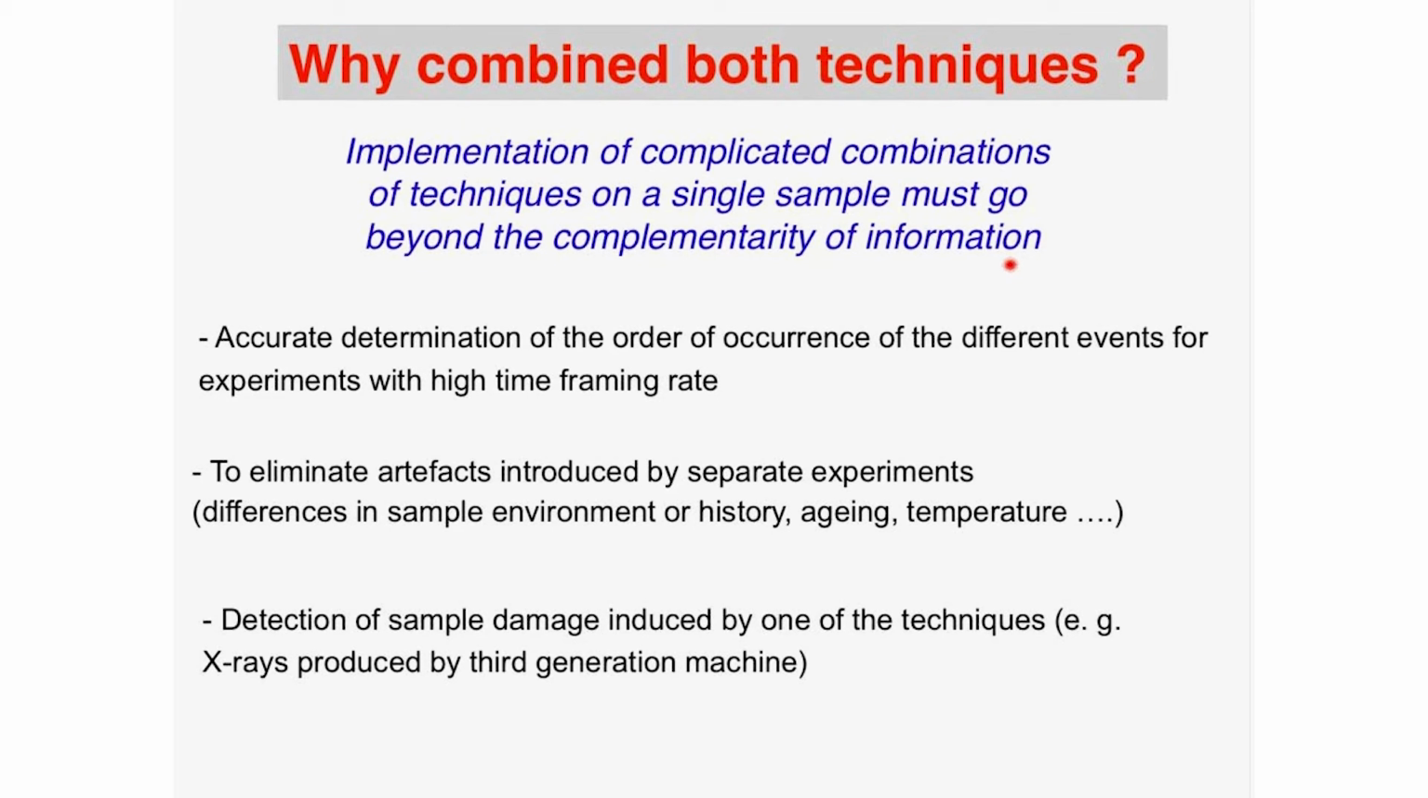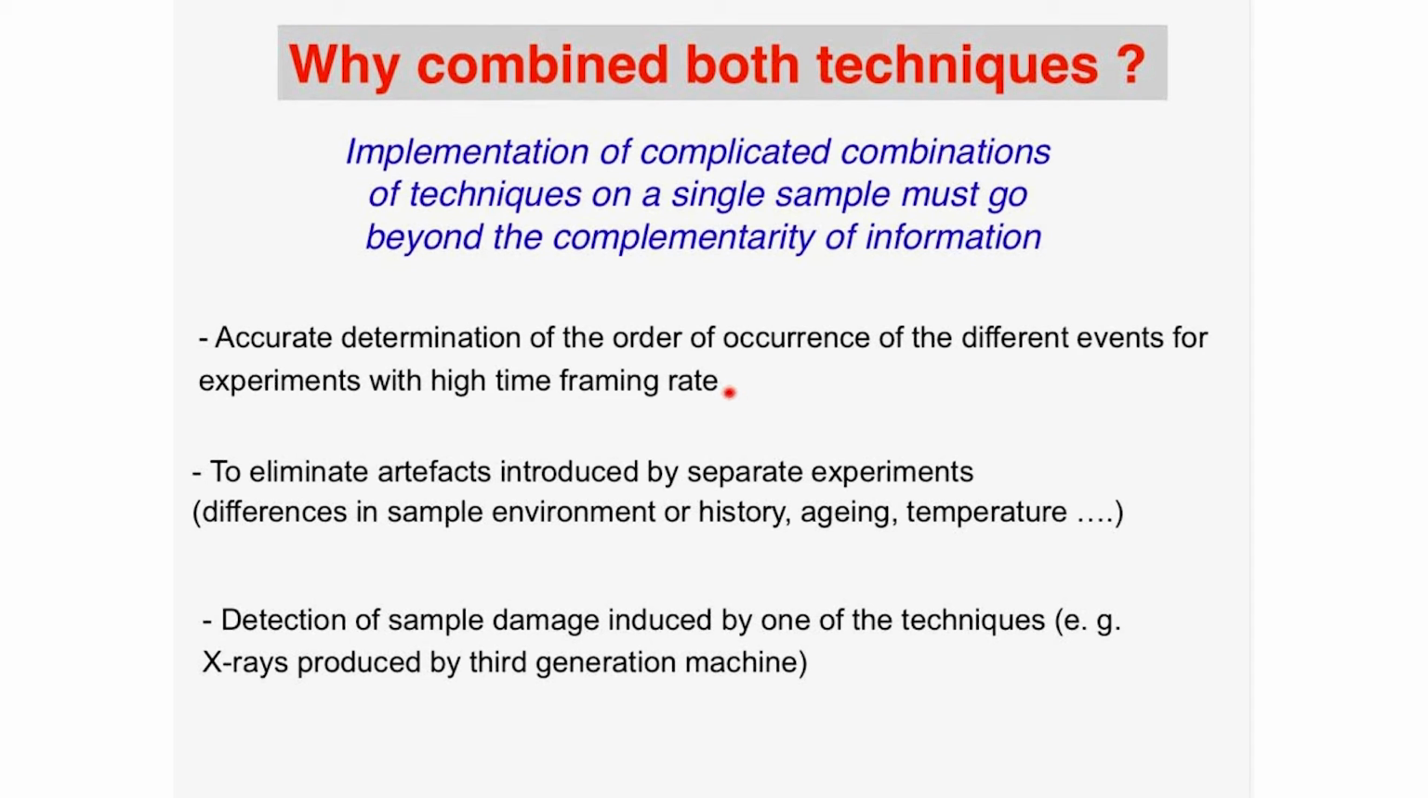But our approach, at least in my mind, was clearly beyond this complementarity of information, because, for instance, with the genesis of tin oxide nanoparticles, we were able to determine accurately the order of occurrence of the different events, of the different reactions, with a very high time framing, and this can only be done if you have a combined experiment and not separate experiments. This is the only way to have a non-ambiguous interpretation of the results.